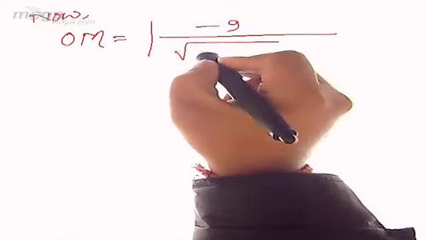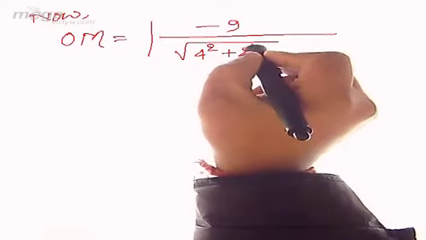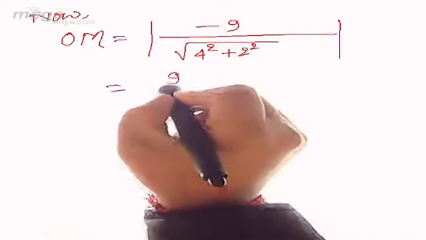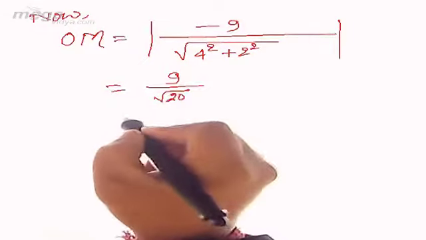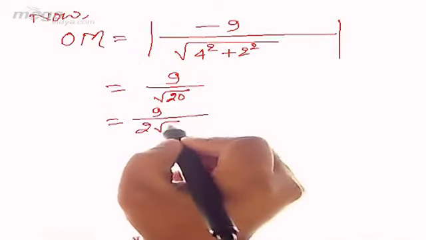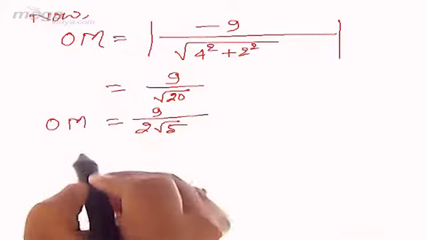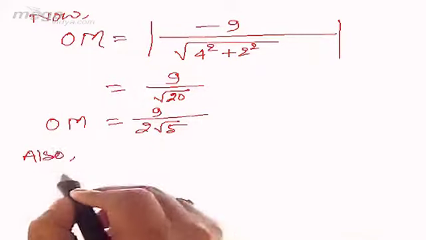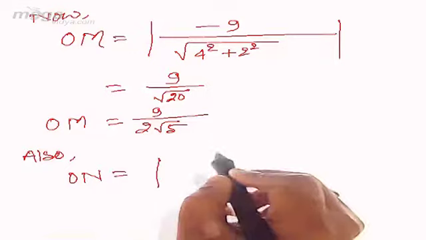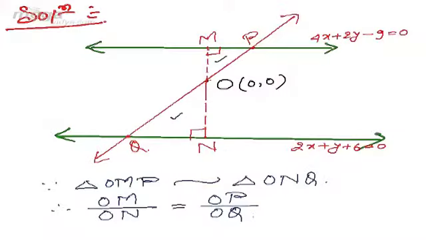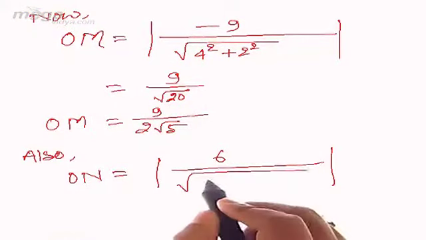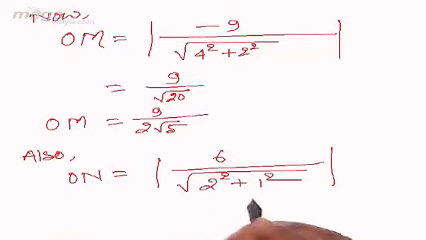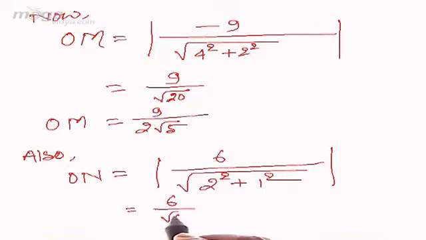So now we will consider OM equal to mod of minus 9 upon root under 4 square plus 2 square, which is equal to 9 upon root 20, which is 9 upon 2 root 5. It is OM. Now we will calculate ON. So ON is equal to mod 6 upon, because here it is 2x plus y plus 6, root under 2 square plus 1 square, which is 6 upon root 5.